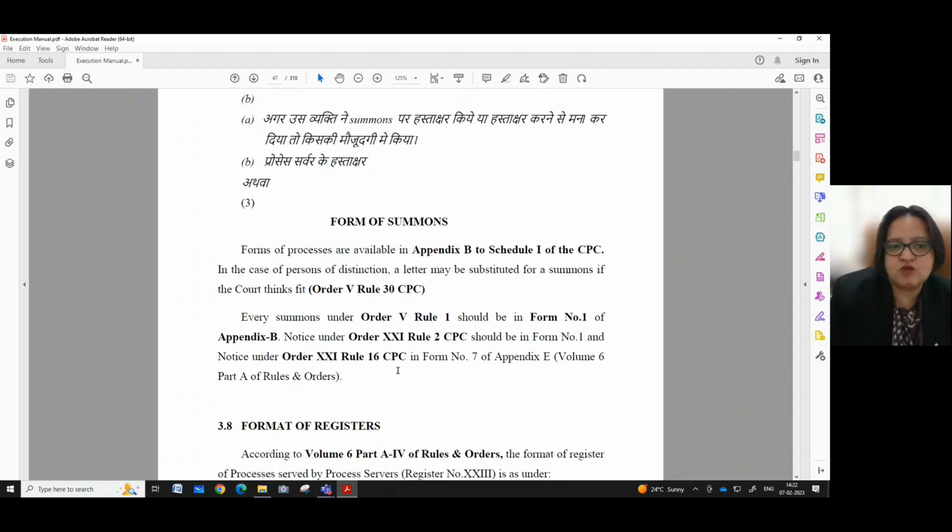Form of summons. Forms of processes are available in Appendix B to Schedule 1 of the CPC. In the case of persons of distinction, a letter may be substituted for a summons if the court thinks fit. Order 5, Rule 30 CPC.